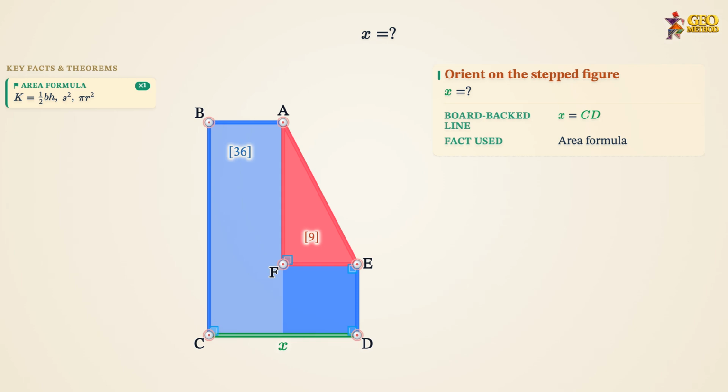The blue figure is a stepped L shape with one corner cut away, and the unknown x is the horizontal side CD at the bottom. Everything we do will be aimed at recovering that one length.